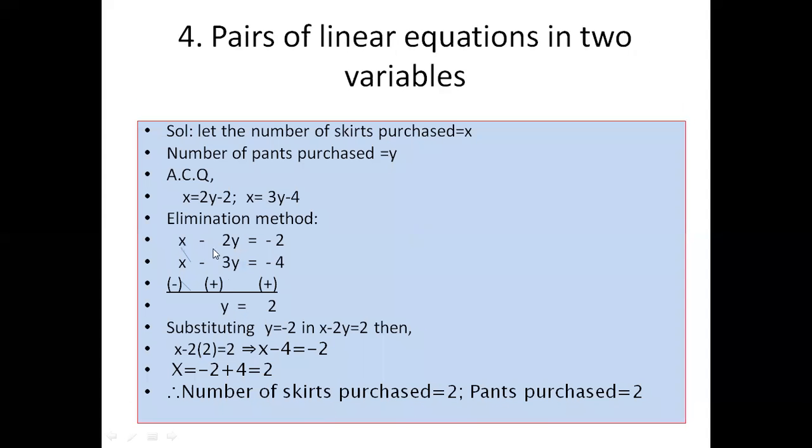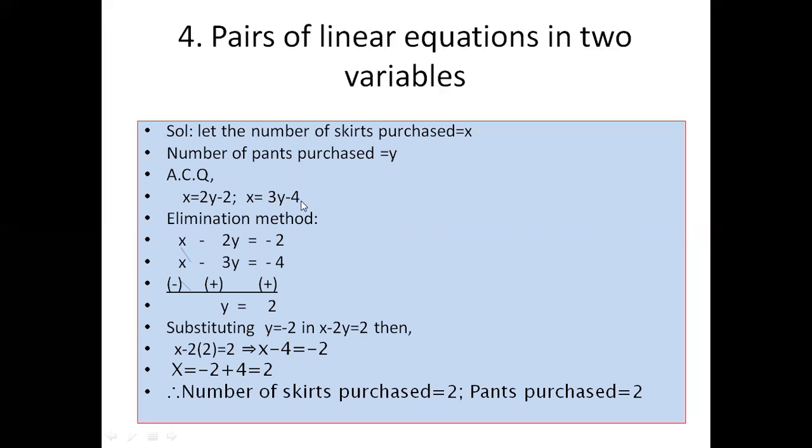So let us see what the solution is here. Let the number of skirts be x and the number of pants purchased be y. So the first equation is x is equal to 2 less than 2 times the pants purchased. 2 times means 2y, 2 less than means minus 2. Similarly, the skirts is equal to 4 less than 3 times the pants purchased.